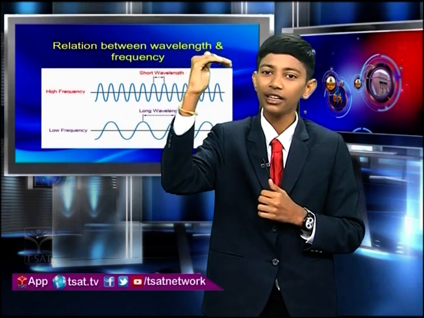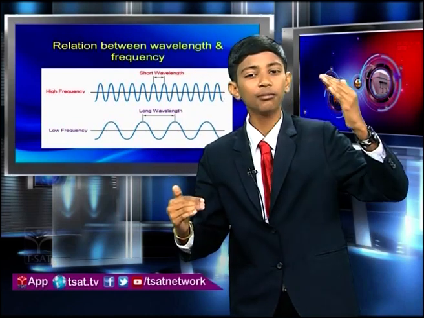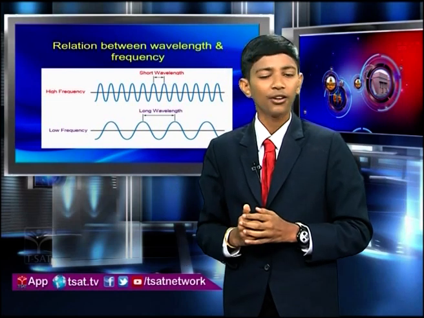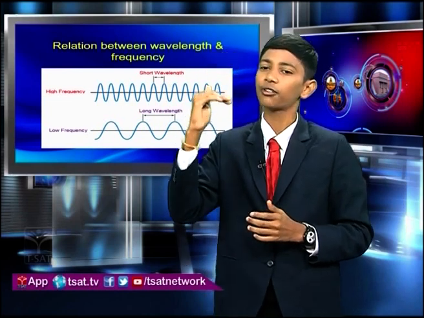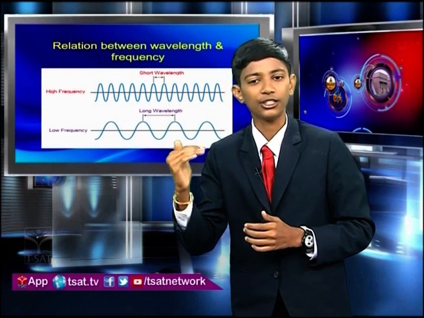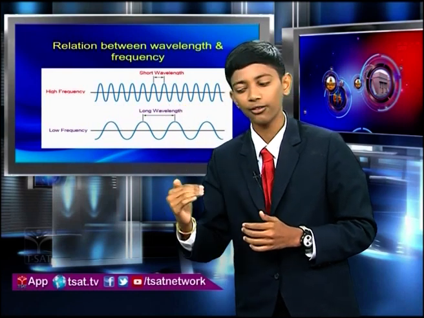If we look at the arrangement of all electromagnetic waves, from the shortest wavelength, that means highest energy, to the longest wavelength, that means lowest energy, we get the arrangement: gamma rays first, then X-rays and ultraviolet rays, visible light, infrared rays and microwaves, and at last radio waves. Now let's move to the characteristics of the electromagnetic spectrum.